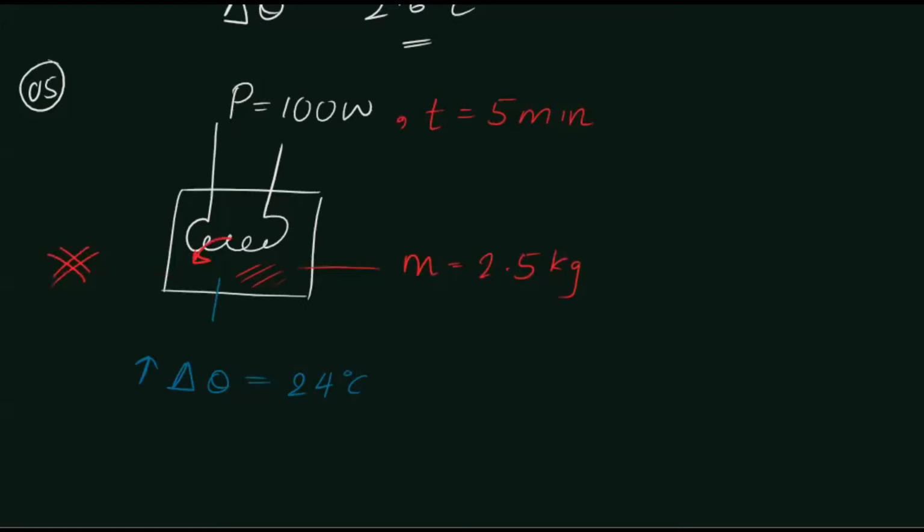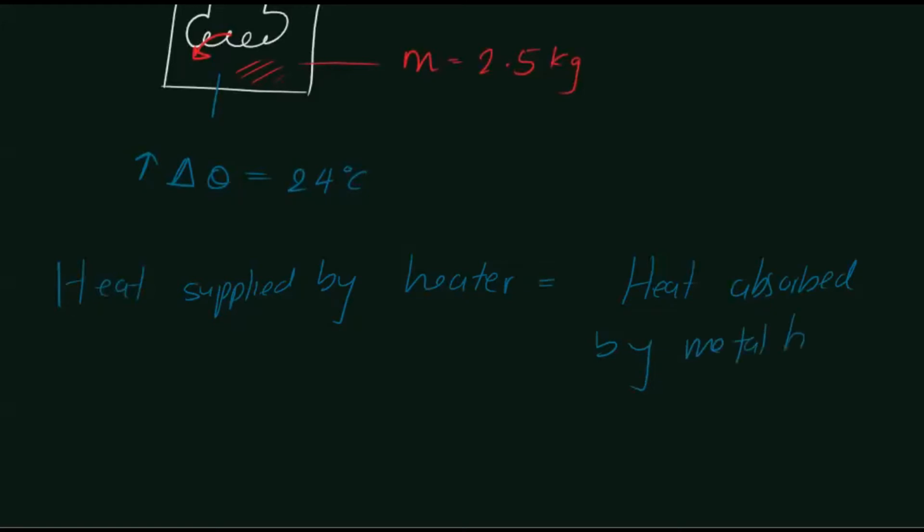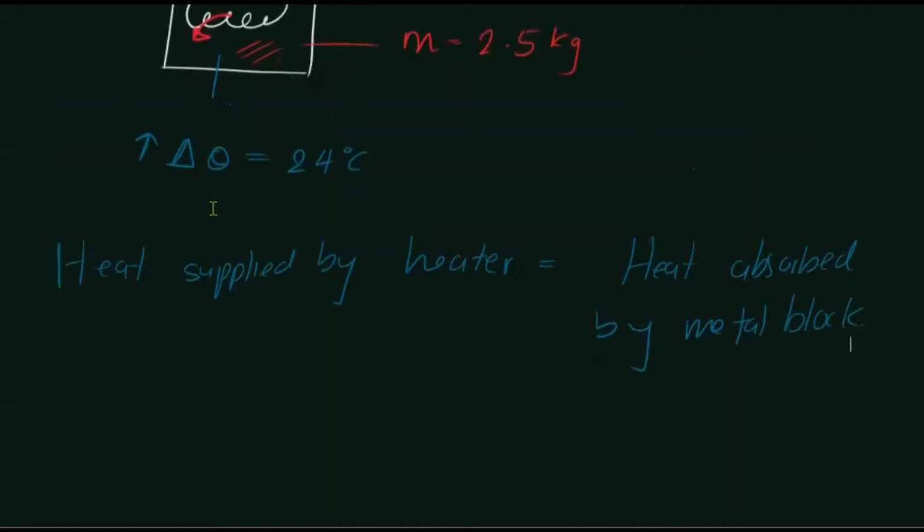So therefore we do not have to consider those things, right? So here, we can simply deal with this as heat supplied by the heater equals heat absorbed by the metal block. So how do we write the heat supplied by the heater?